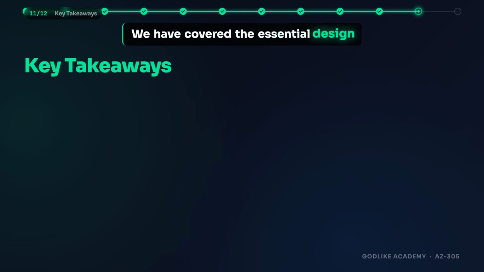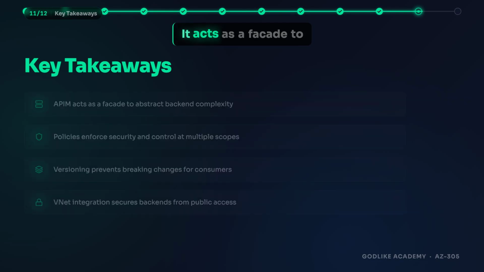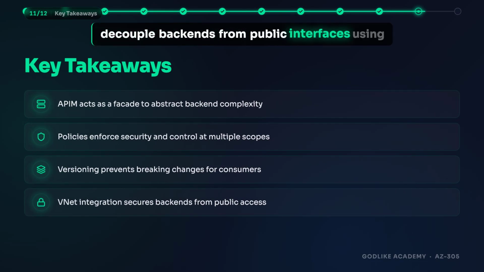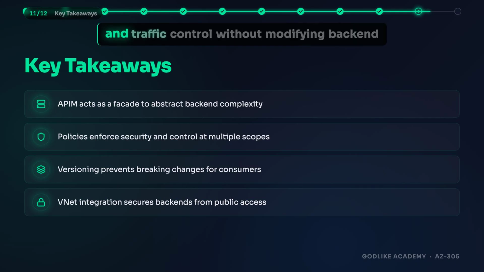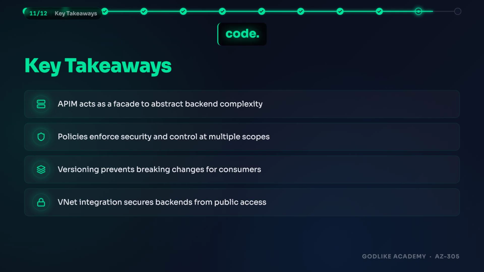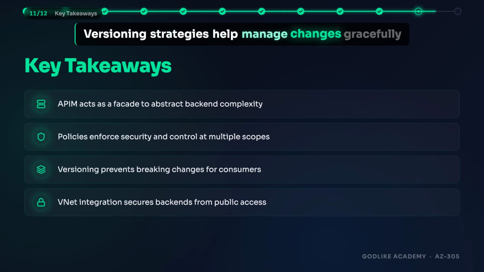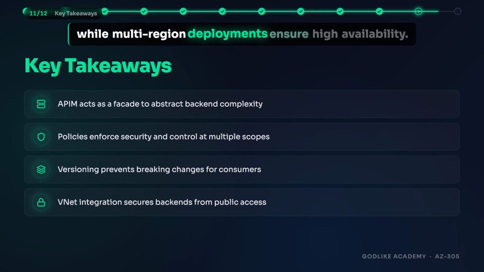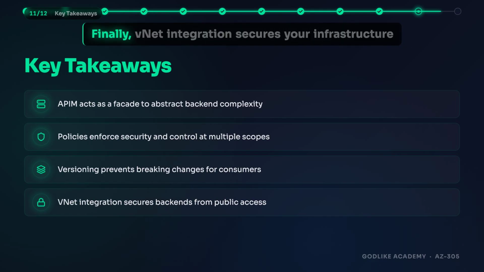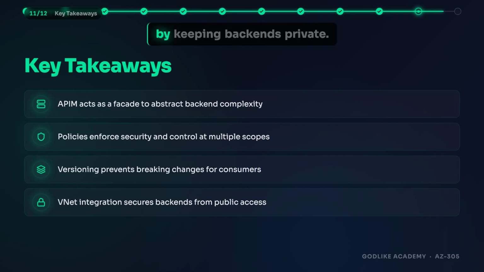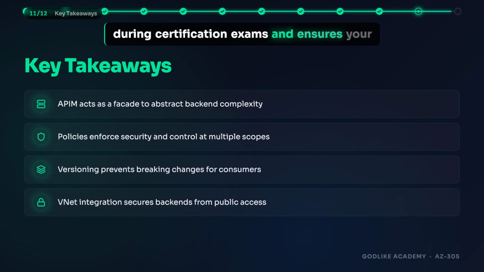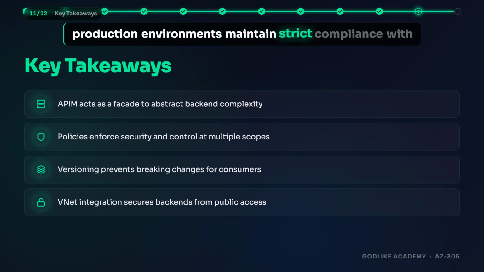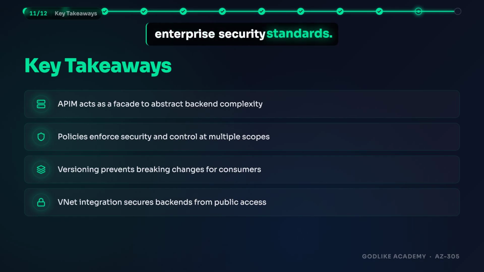We have covered the essential design aspects of IPIM. It acts as a facade to decouple backends from public interfaces, using 3 core planes for management. Policies allow you to enforce security and traffic control without modifying backend code. Versioning strategies help manage changes gracefully, while multi-region deployments ensure high availability. Finally, VNet integration secures your infrastructure by keeping backends private. Mastering these components prevents deployment failures during certification exams and ensures your production environments maintain strict compliance with enterprise security standards.